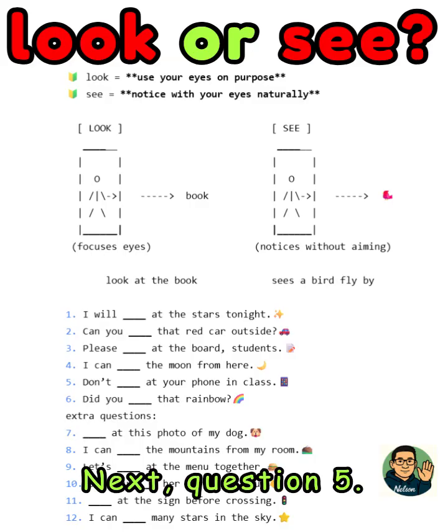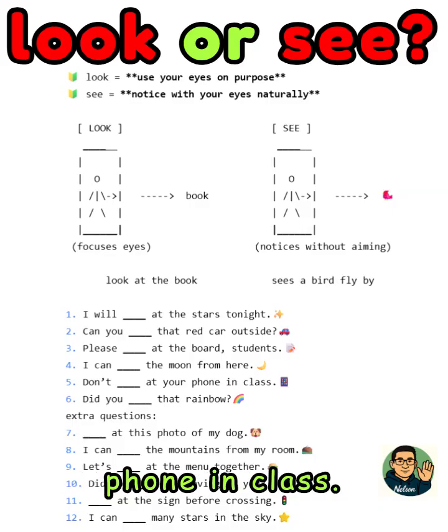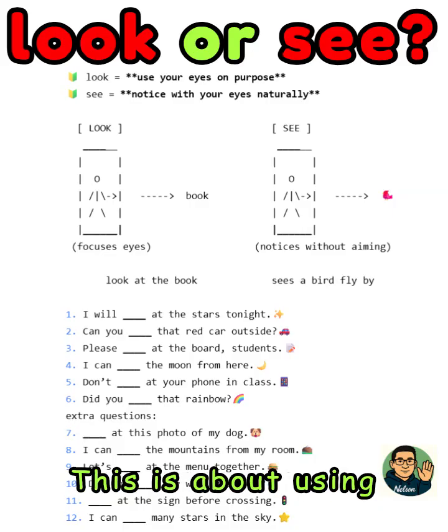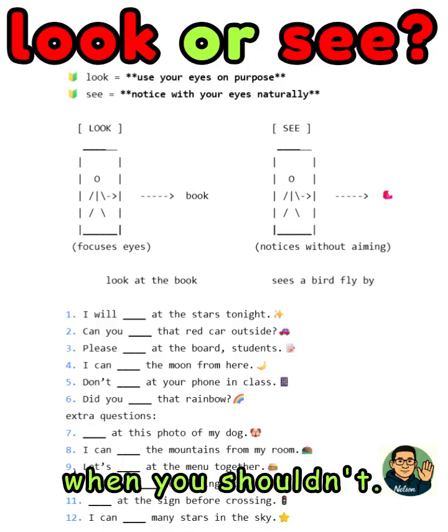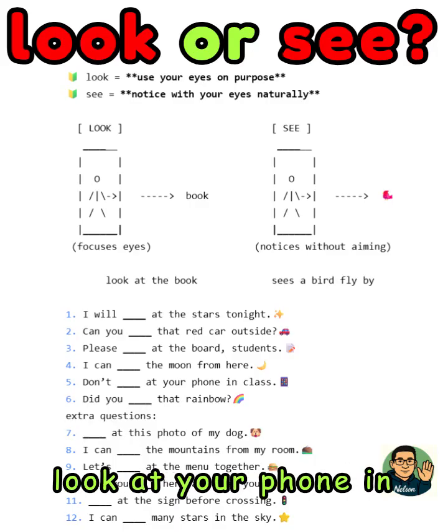Next, question 5. Don't blink at your phone in class. This is about using your eyes on purpose when you shouldn't. So it's look. The sentence is don't look at your phone in class.